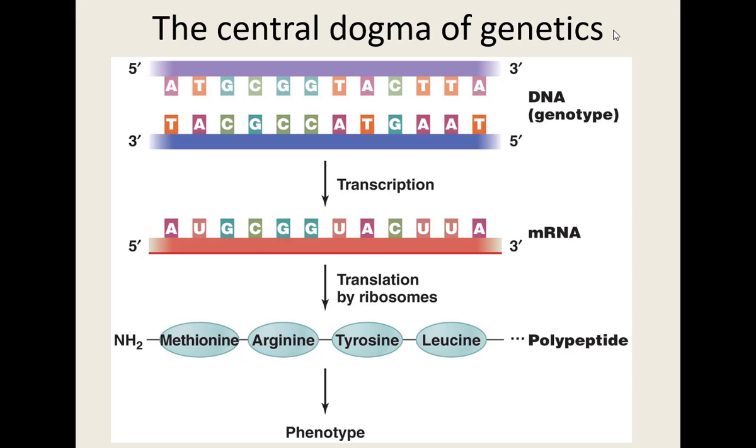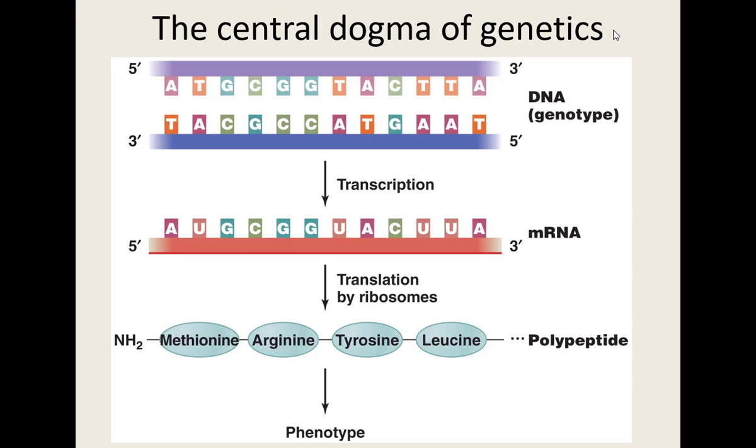So the only difference, U and T's look almost identical. They're very, very similar in structure. So if it sees an A, it will bring in a U. So this is my RNA strand. If there was an A, it would bring in a U because it doesn't have T's. C's and G's still pair up just fine. It just brings in the U instead of a T.